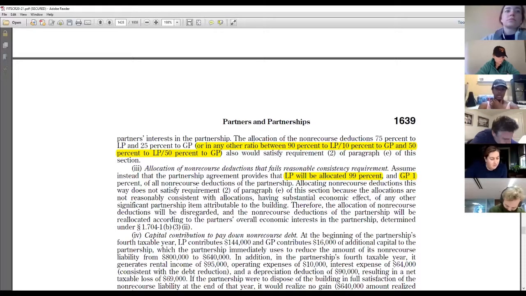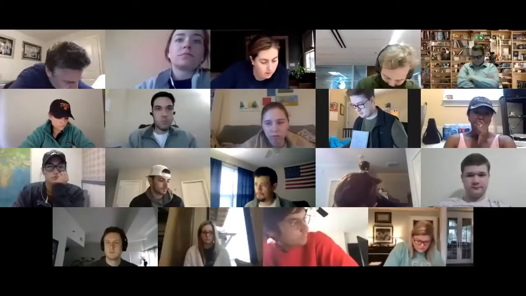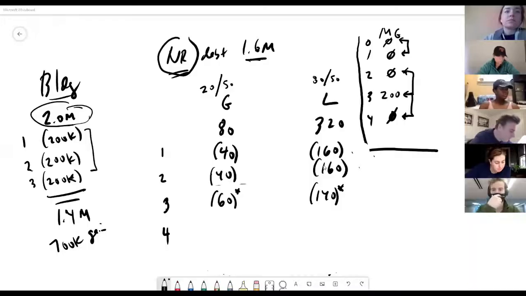So what that means here is that any sharing ratio between 20 and 50 to G and 50 and 80 to L should work, because we're within that range. But if we went 81 to L and 19 to G, that wouldn't work, presumably. I don't know, maybe 81 and 19 is close enough. I mean, clearly 99 to L, 1 to G wouldn't work. But we can specially allocate it within that range and not fail the reasonable consistency requirement. And so again, under dash 2E, this works.